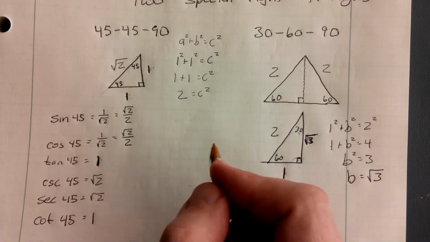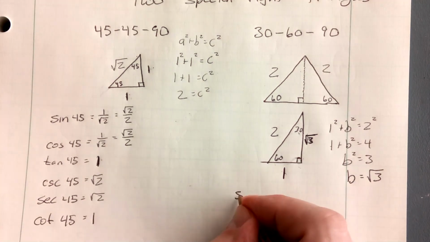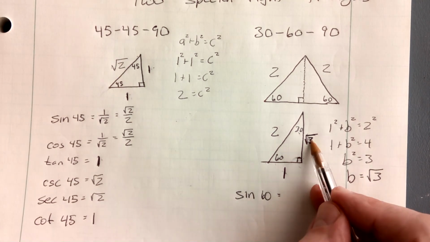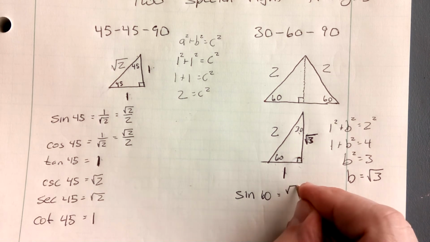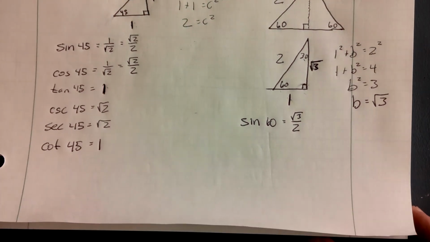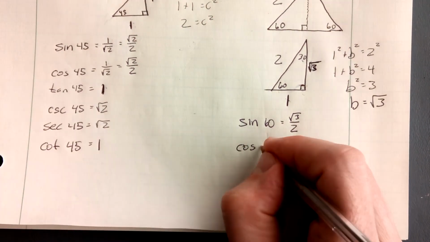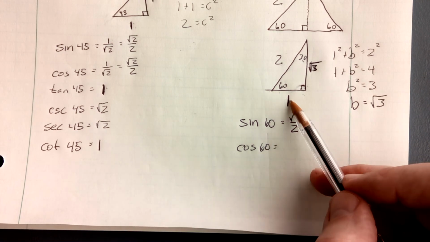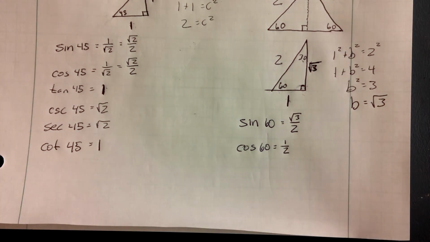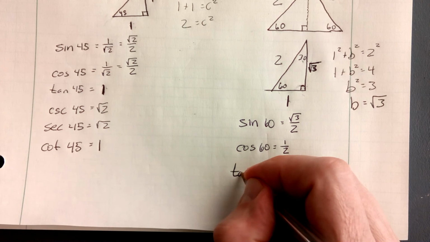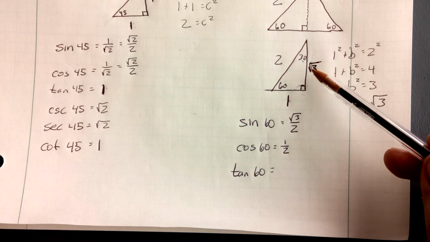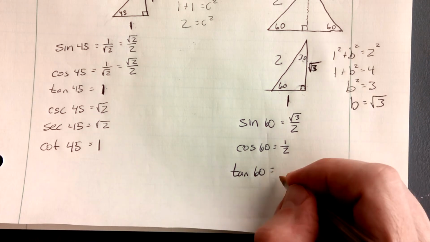For instance, the sine of 60 degrees is going to equal the opposite over the hypotenuse, or the square root of 3 over 2. The cosine of 60 degrees is going to equal the adjacent over the hypotenuse, or just 1/2. The tangent of 60 degrees is equal to the opposite over the adjacent, square root of 3 over 1. It's just the square root of 3.